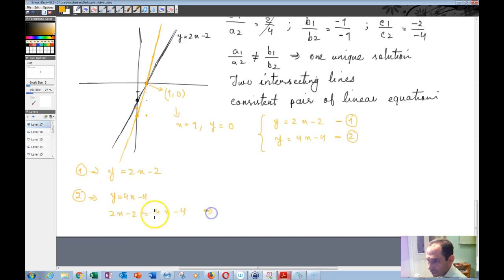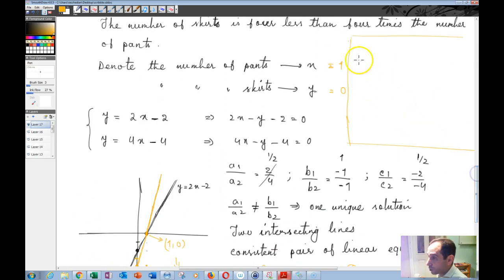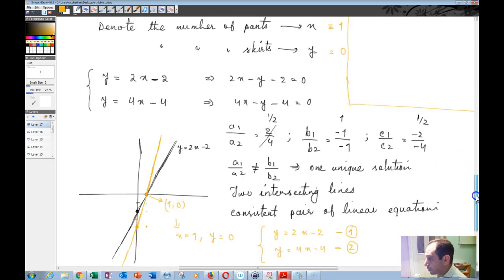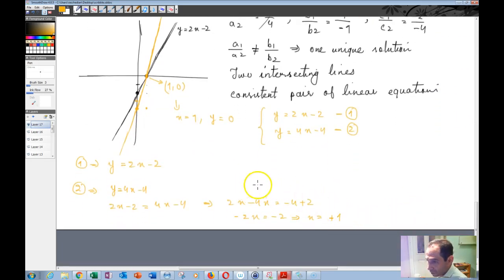So then you can solve this equation in one variable. So 2x minus 4x is equal to minus 4 plus 2. And negative 2x is equal to negative 2, so x is equal to positive 1, right? Which is in agreement with what we got here. So x is equal to positive 1.